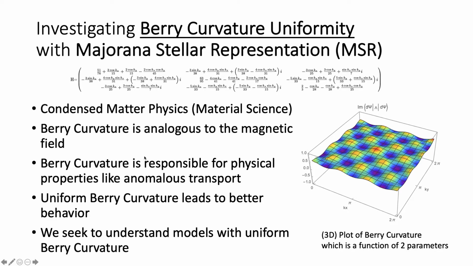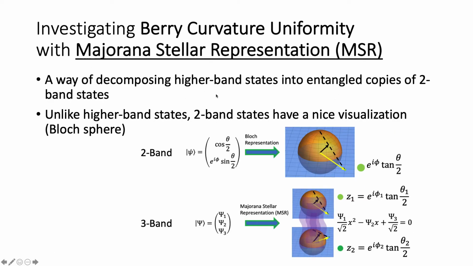Berry curvature that is uniform tends to lead to better behavior of fractional Chern insulators, and hence it is the goal of my research to understand why these models have uniform Berry curvature. Now, how do I understand Berry curvature uniformity? I try to use the technique known as Majorana stellar representation. This is a way of decomposing higher spin states into multiple copies of spin half states. Essentially, I'm trying to find a formula for Berry curvature in terms of the Majorana stars.